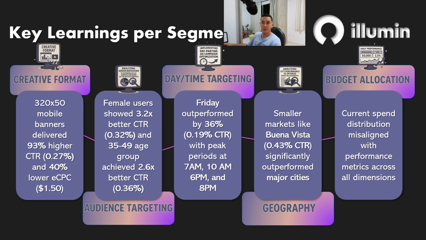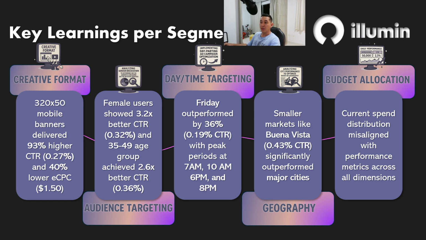For example, for the creative format, we have the 320 by 50 mobile banners standing out, because they delivered a 93% higher click-through rate compared to the other formats. So that's the first area of opportunity. Then we have the audience targeting, where we discovered that female users show 3.2 times better performance. And we have the daytime targeting, where Friday outperformed by 36% with distinct hourly peaks.